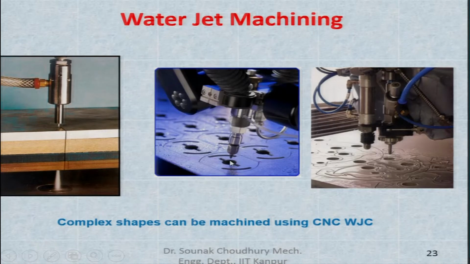Now, here are other examples. This is some kind of plastic material, and the shapes are very complicated. Shapes like this can be machined by traversing the nozzle. This is the nozzle through which the high pressure water jet is passed, and here a very complicated path is being formed. By traversing the nozzle, we can also have this kind of contour.